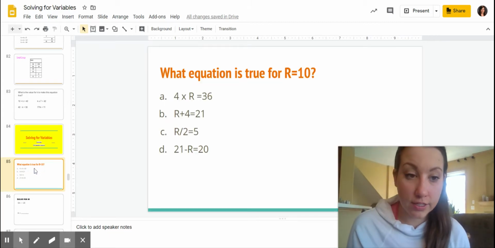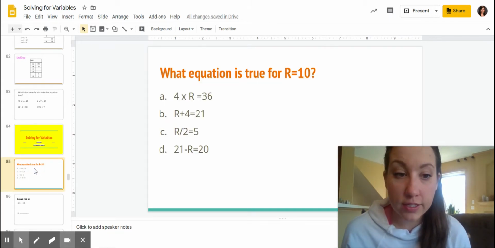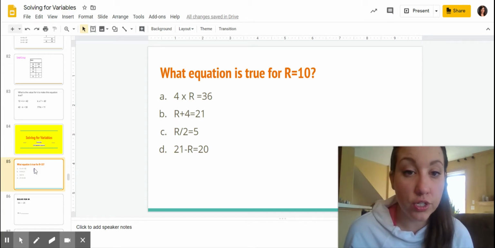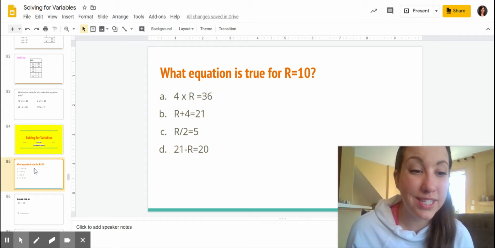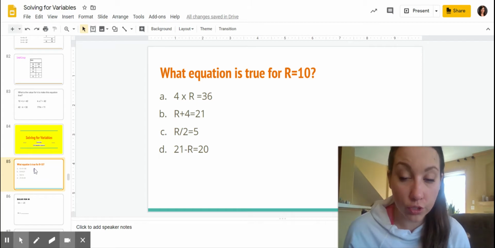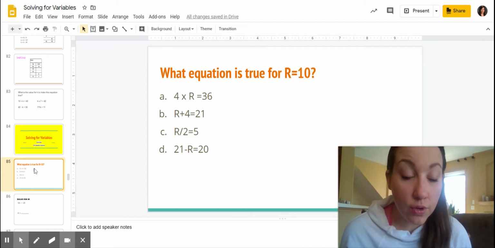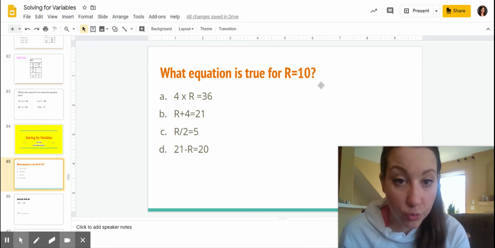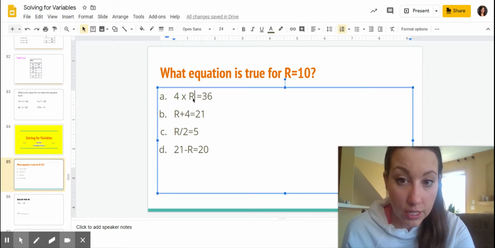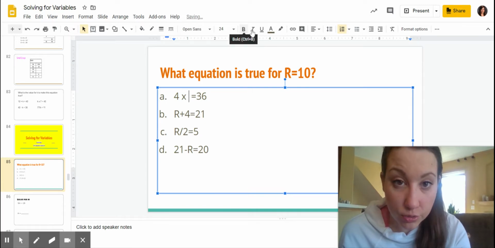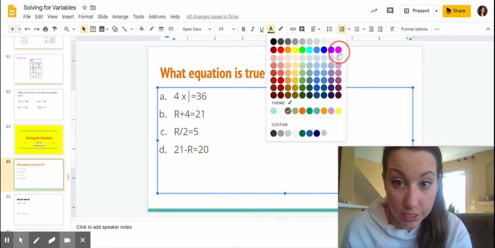So let's get started. Take a look at this question. It says, what equation is true for r equals 10? So now you have four choices. You need to go through and decide which one is true for r equaling 10. So here's what I like to do. I like to substitute in a different color the number 10.